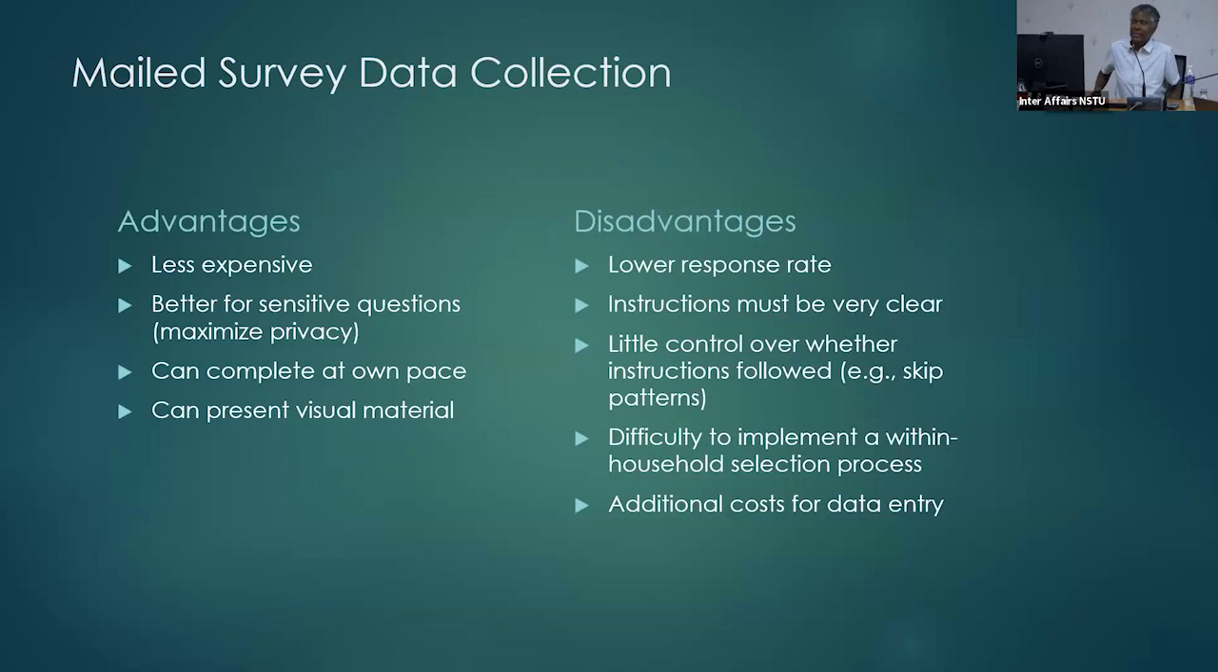So mailing has a lot of advantages. It's not very expensive. You can ask sensitive questions because it's private. People can answer it at home. They can complete it at their own pace. But there are lots of disadvantages, particularly response rate.